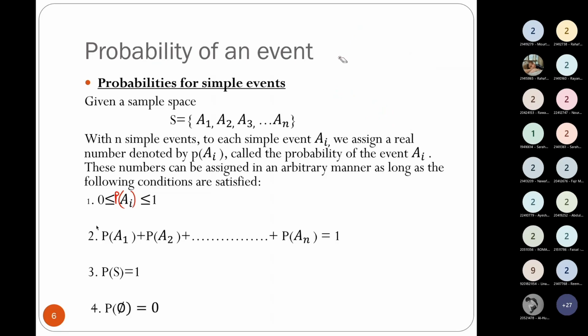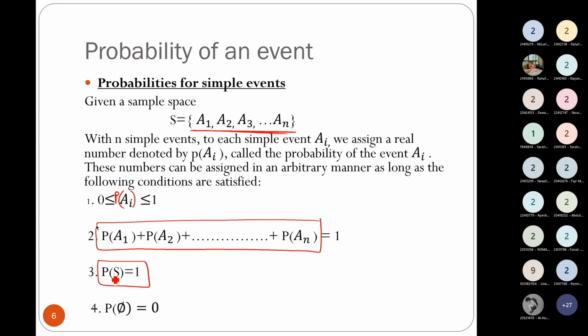So the probability in general is greater than or equal to 0 and less than or equal to 1, but not negative and not greater than 1. If we add all the events, if the events are independent or the intersection between them equals empty, then the probability of all the events must equal 1. Okay, P of S, meaning the probability of the sample space, must be 1. The probability of the empty set, phi, must equal 0.